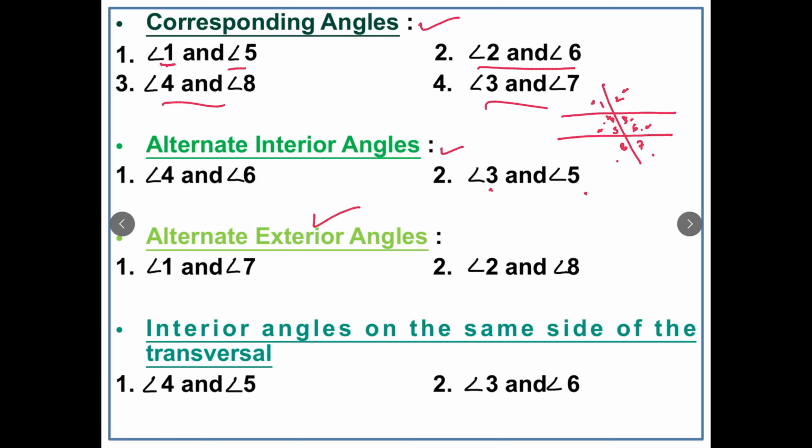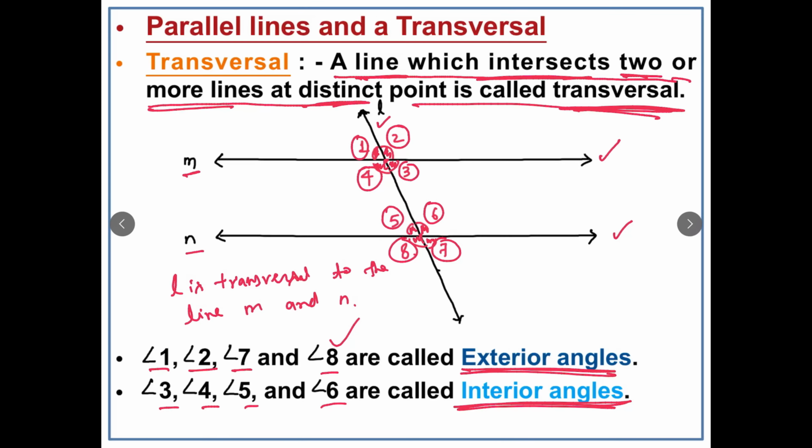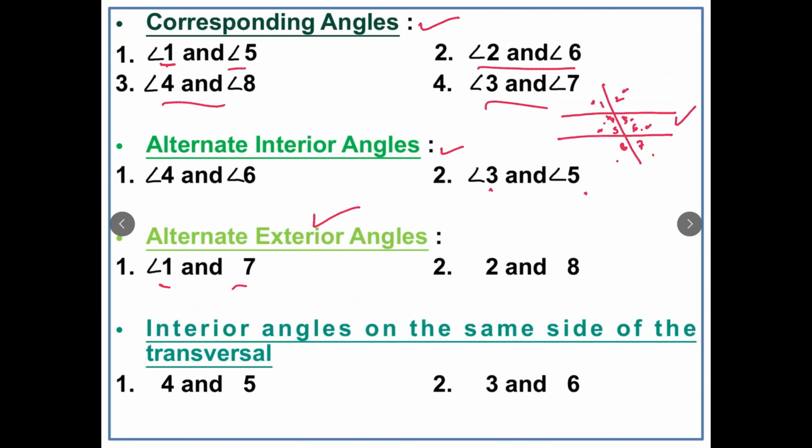Then we have alternate exterior angles, the angles which are angle 1 and 7. You can locate these angles in this diagram. Angle 1 and angle 7 similarly, and angle 2 and 8. These angles are called alternate exterior angles. Then we have interior angles on the same side of the transversal, which are angles 4 and 5 and 3 and 6. These are called the interior angles on the same side of the transversal.